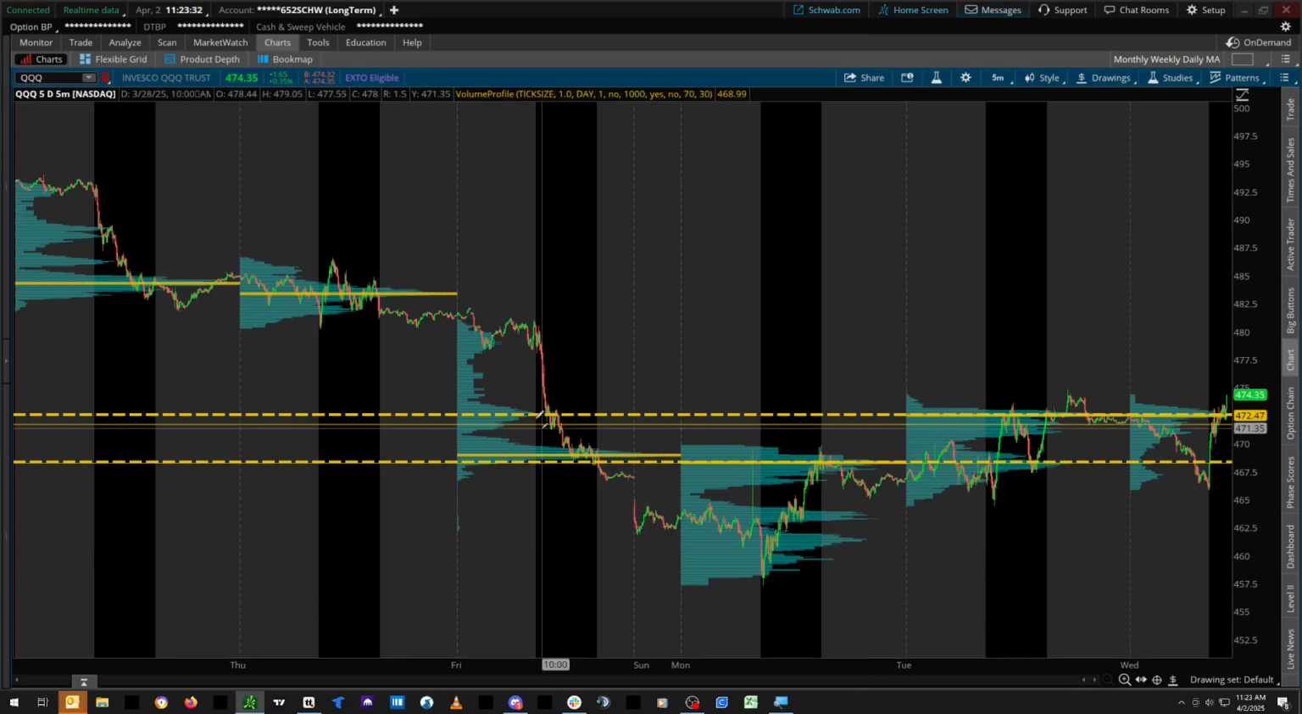So, for example, this in Signet's definition is a virgin point of control. So he would mark that forward because we haven't touched it yet.